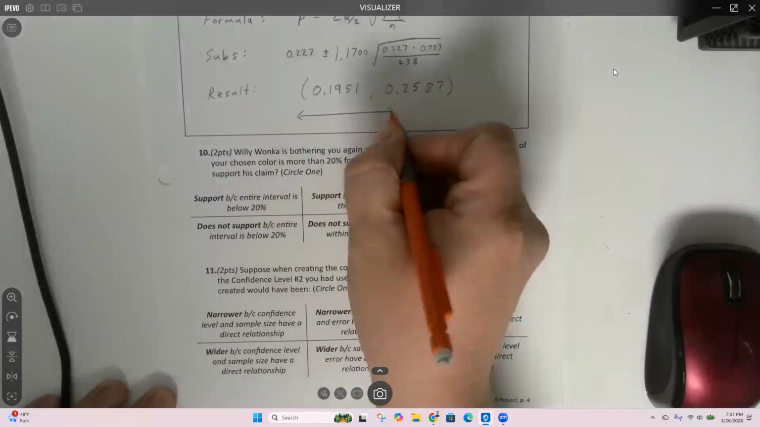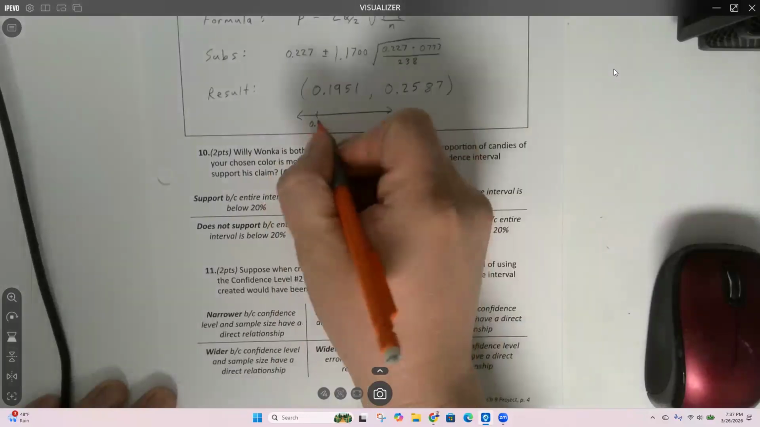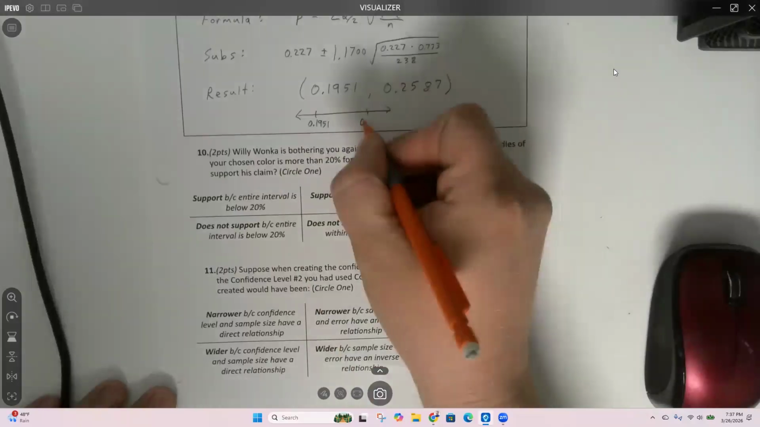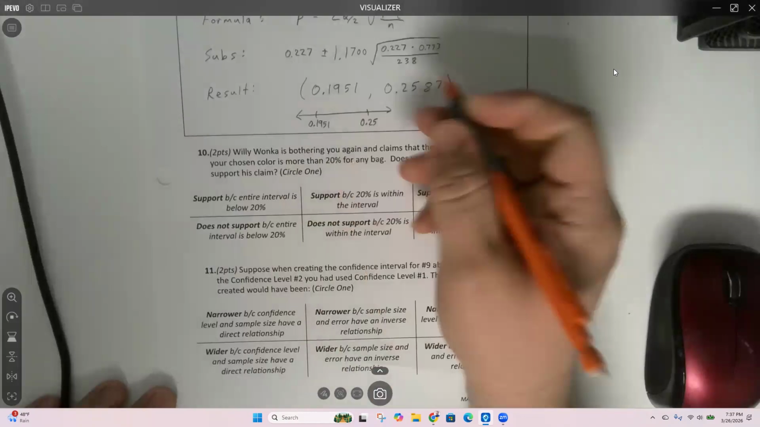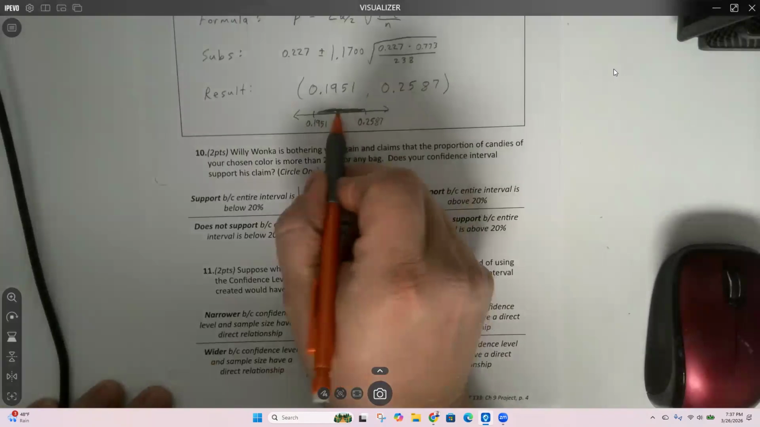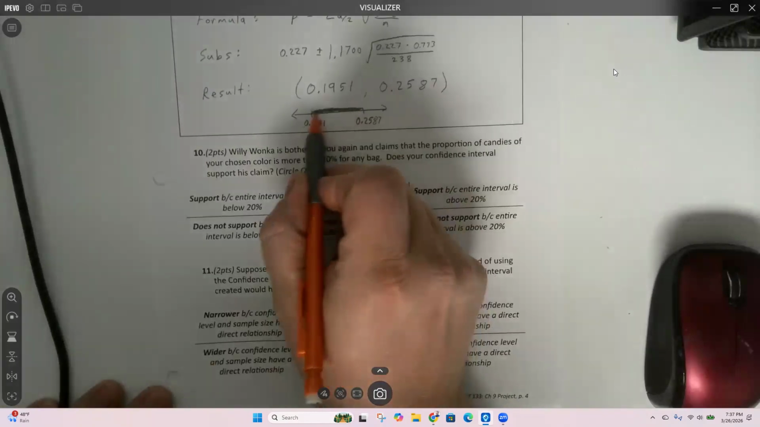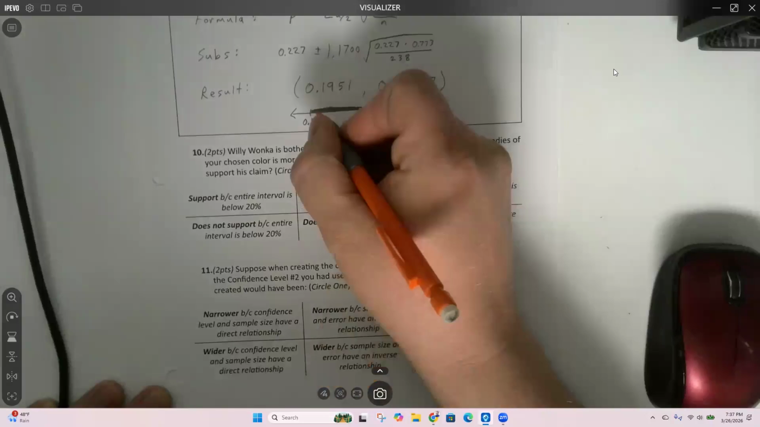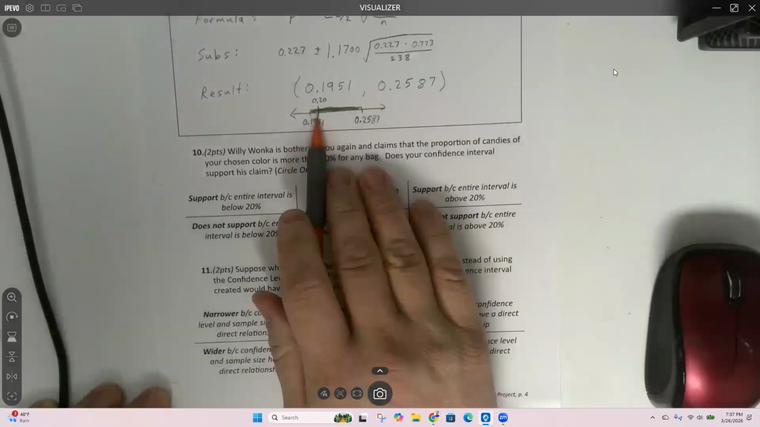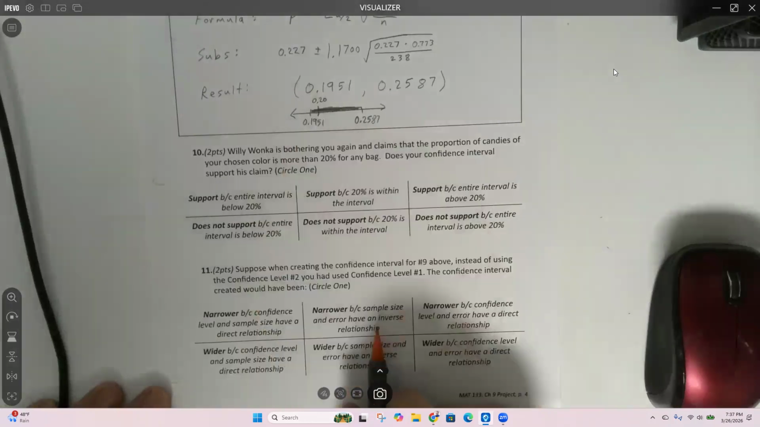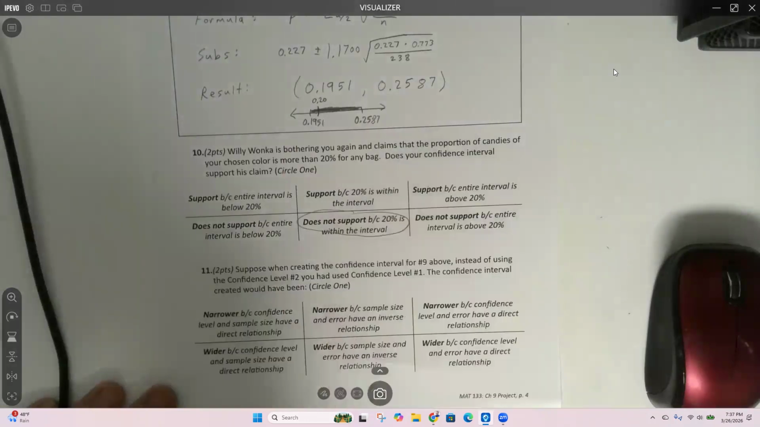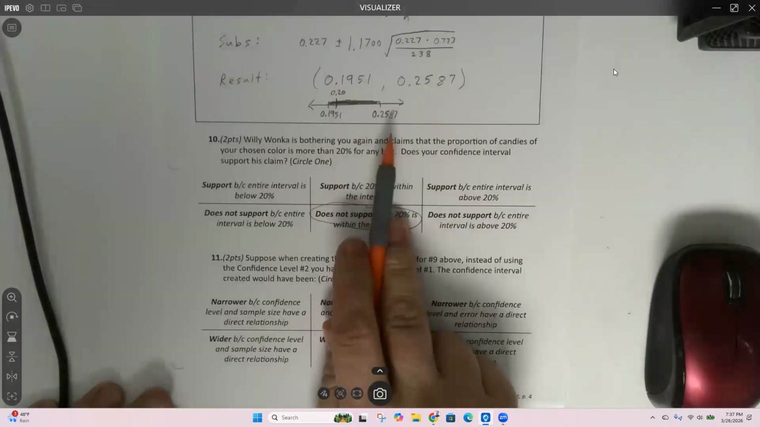So my confidence interval goes from 19% up to 25%, right? So here's my confidence interval. I am 75% sure that it's somewhere in this range, okay? 20% for me is right here. It's just barely inside my confidence interval. So I do not support his claim because 20% is within my interval.